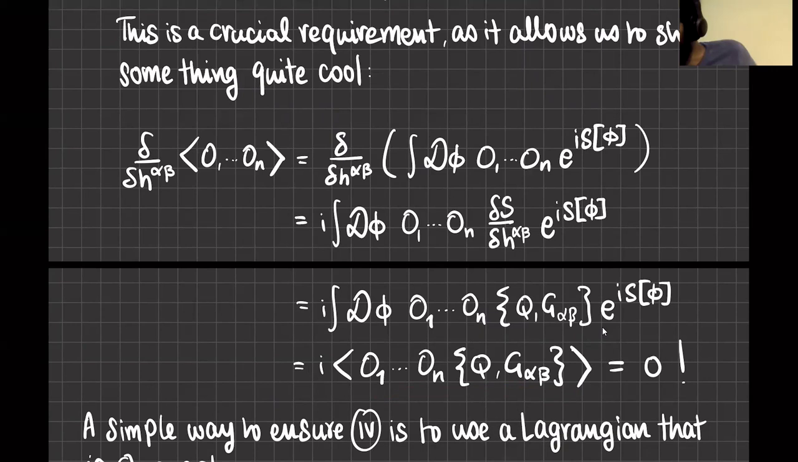This is why the stress tensor being Q exact is a very important requirement. We can show that the variation of the correlation functions with respect to the metric is zero, which means the correlation functions are metric independent. Now you'll notice, of course, that I've done some messing around here.